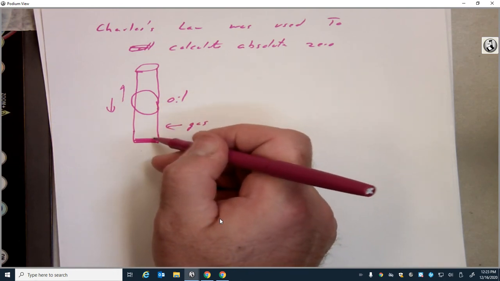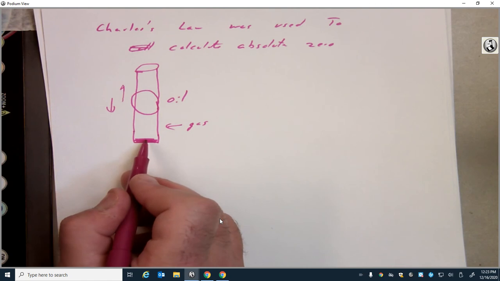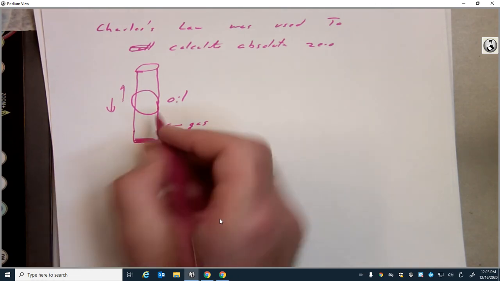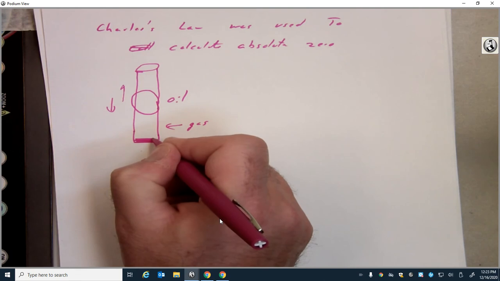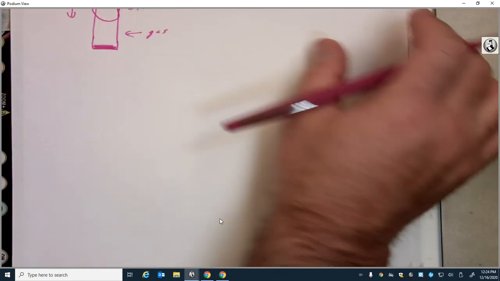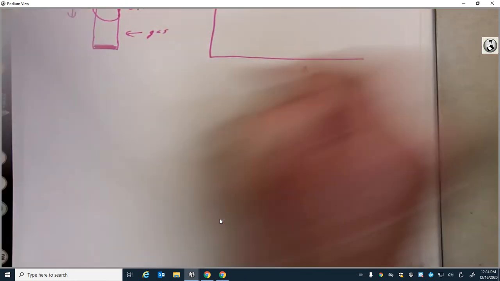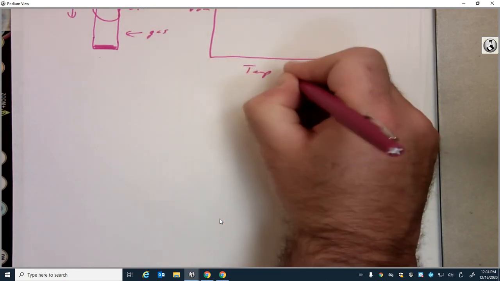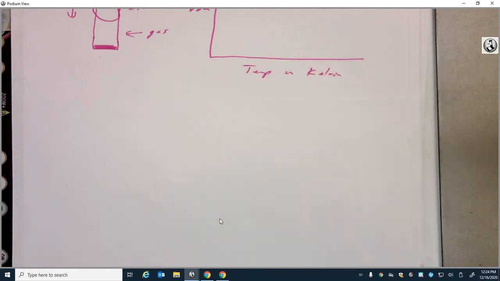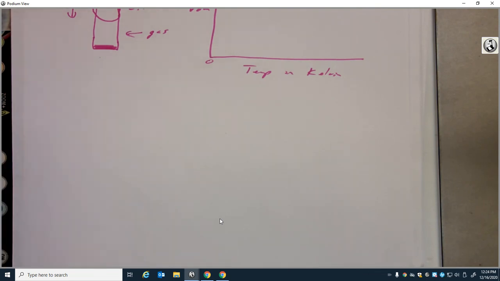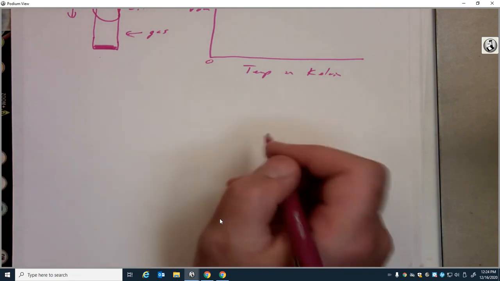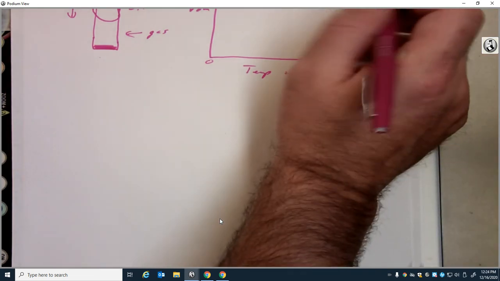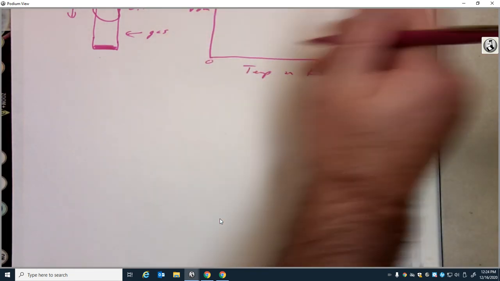If we get to absolute zero, the particles are completely stopped. There is no motion. So that means the volume of gas would be zero at absolute zero. So with that idea, here's absolute zero down here. So here's my volume of zero.